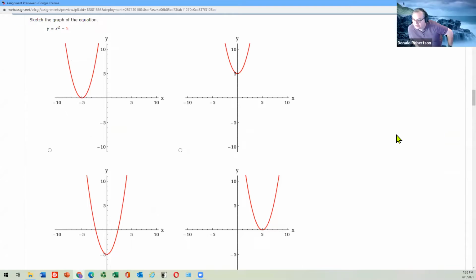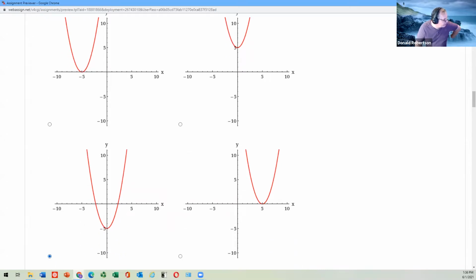Can I see some nods? Not just because you want to nod, but you agree. Bottom left. Let's see if it's got all the features. It's x squared, happy face. -5 means it crosses the y-axis at -5, and that's the same place that the vertex is. Doesn't this one match all of those things? That's the right one.